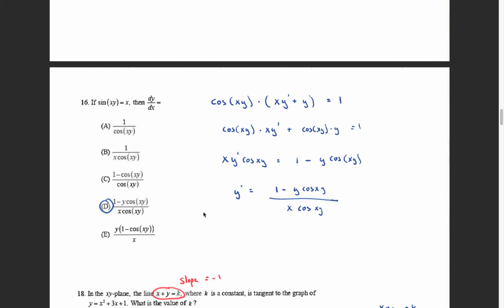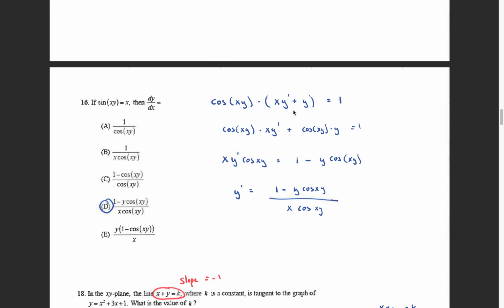6. So we had to do implicit differentiation, right? The derivative of sine is cosine, but then the inside function is xy, and so we have to take the derivative of xy and use the product rule. So it's x times the derivative of y plus y times the derivative of x. But the derivative of x is just 1, which is why it went away. And then over here, the derivative of x is just 1.